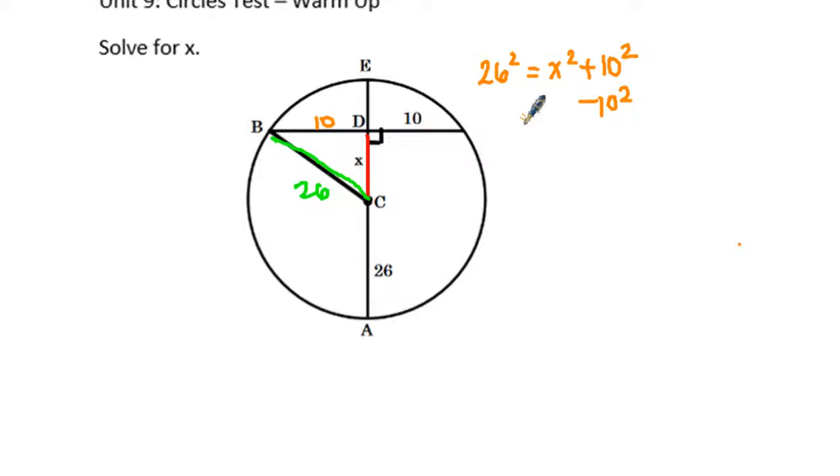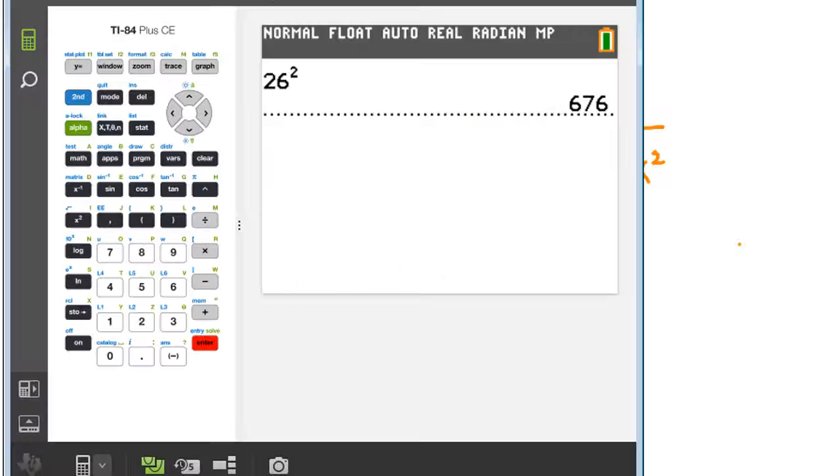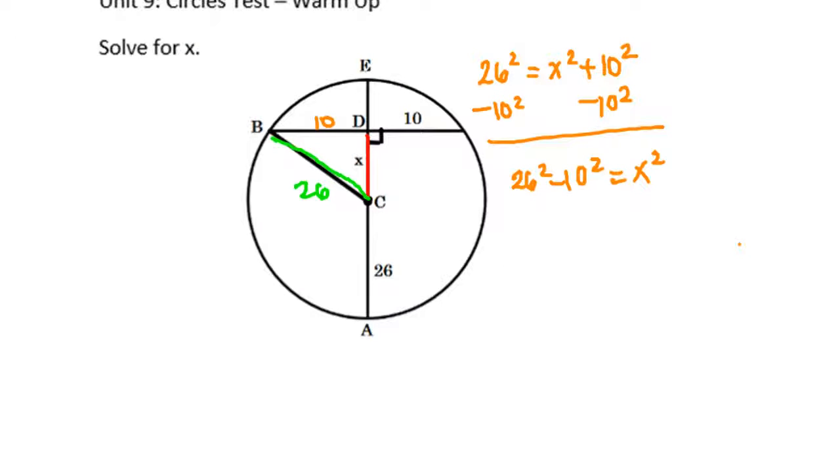Minus 10 squared both sides. 26 squared minus 10 squared, 576. The square root of 576, x is 24.